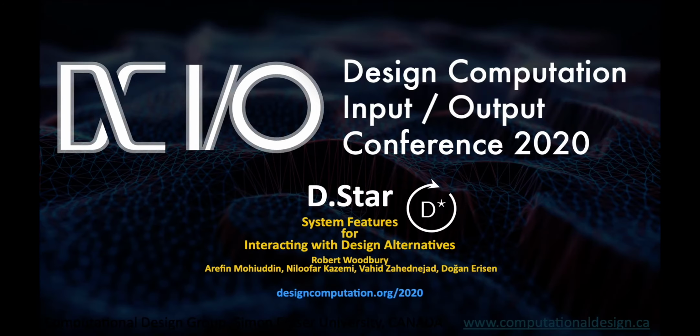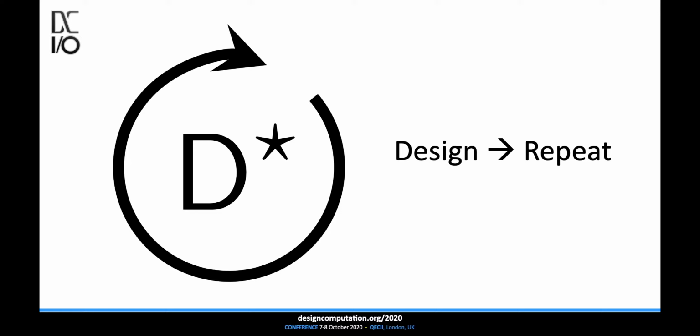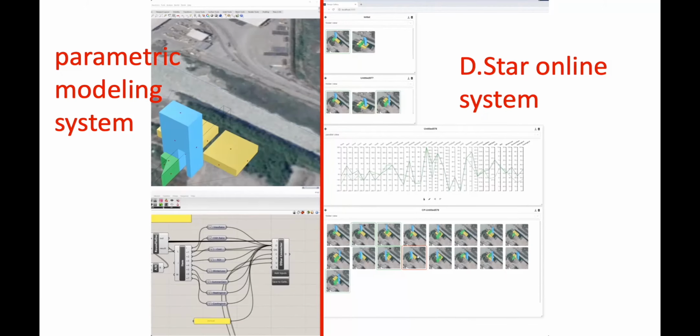Hi, I'm Robert Woodbury, and I'm here to present system features in the new D.Star system for interacting with design alternatives. D.Star stands for Design Repeat. D.Star presents as two parts: a parametric modeling system communicating with the D.Star online parallel gallery system.